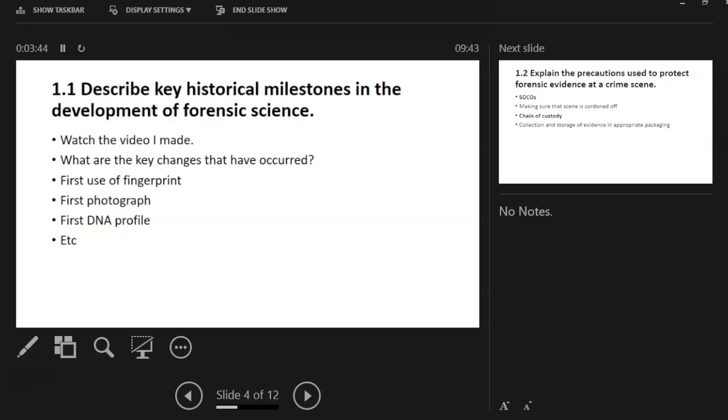What are the key changes that have occurred? So it could be things like first use of a fingerprint, the very first photograph, the first DNA profile, things like that. You could put in blood types and all that, but you don't have to, because you could link that in the report because it's part of the report's criteria. Obviously the development of blood groups was a historical milestone in the development of forensic science. But you wouldn't need to do that in there because you're already going to do it in the report. So to make it more simple as an answer to your question, no.